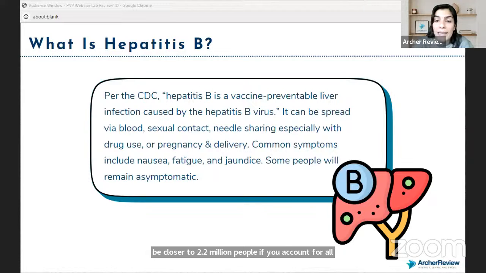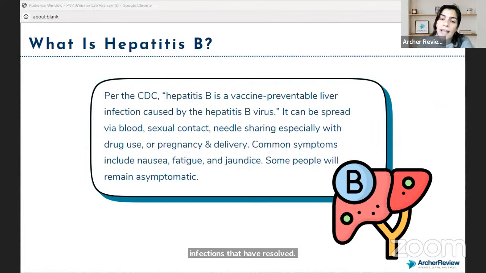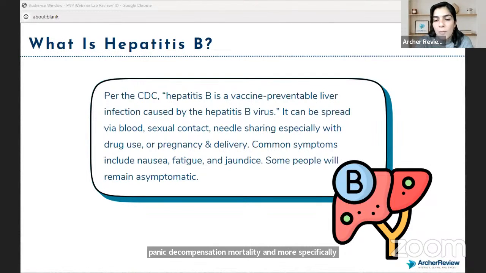So Hep B is definitely something we should be having at the top of our mind when we're seeing our patients and caring for our patients. Screening can help lead to vaccinating the patients who have not been vaccinated, and it can also help treat those patients that are at risk for reactivation of infections that have resolved. It can also lead to reduction of liver cirrhosis and hepatic decompensation, mortality, and more specifically, hepatocellular carcinoma, HCC. So we want to definitely prevent liver complications by screening our patients early and treating those patients who are eligible.